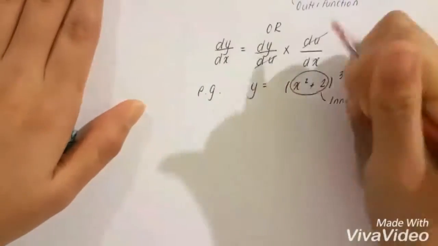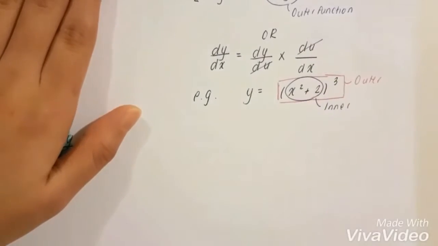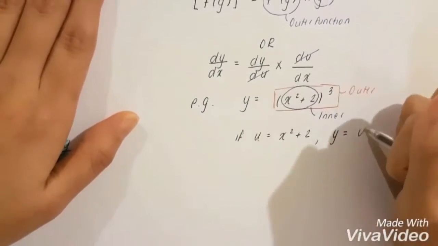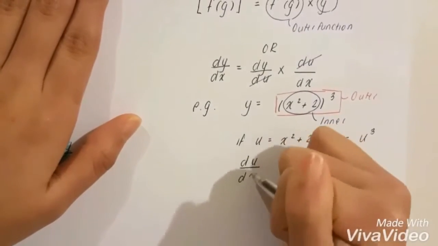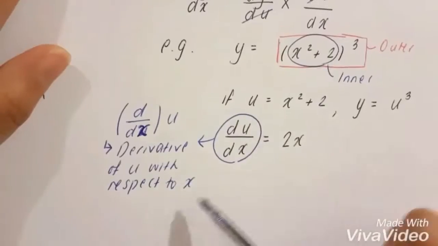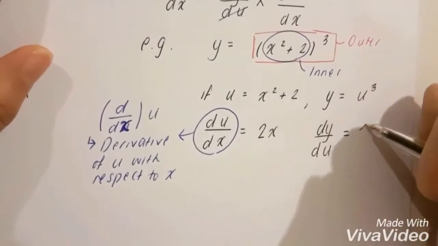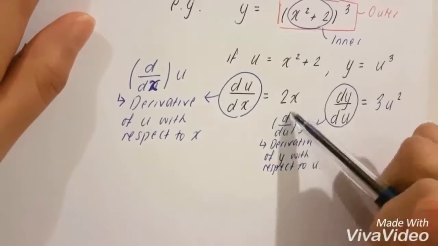For this composite function, x squared plus 2 inside the bracket is the inner function and y as a whole is the outer function. And if we said the inner function x squared plus 2 was u, the outer function y can be written as u cubed. From this, now we can work out the derivative of the inner function u in terms of x and the derivative of the outer function y in terms of u.